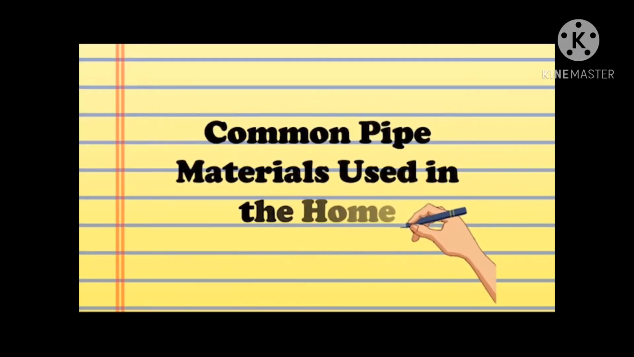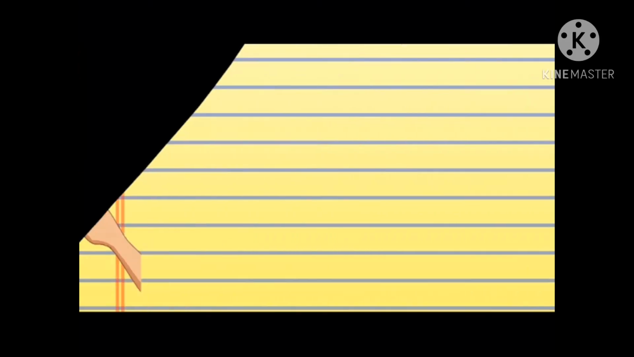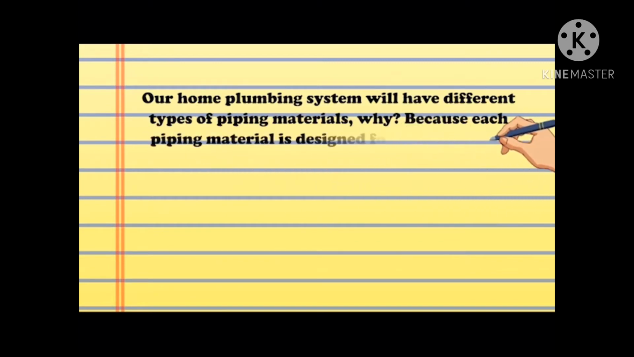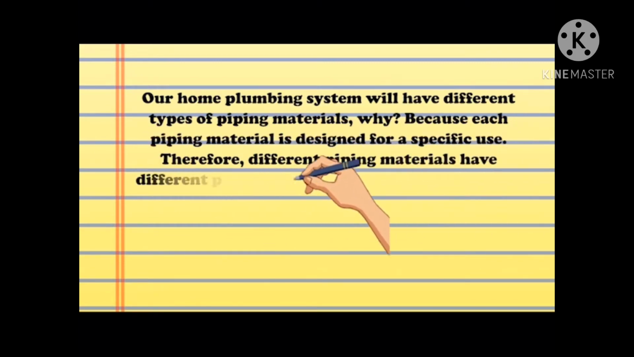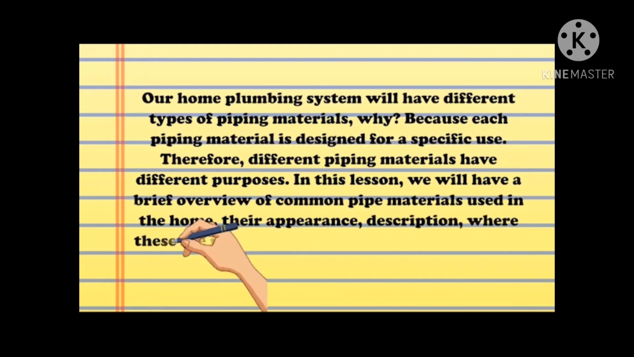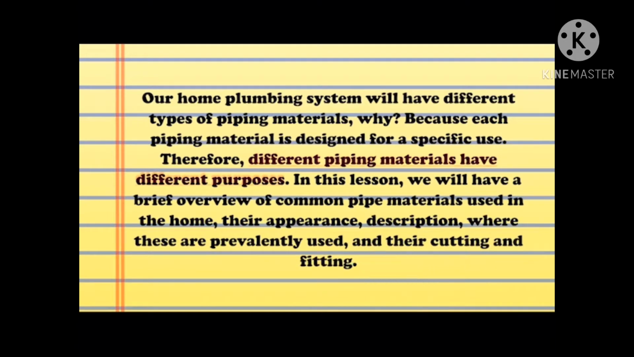Common pipe materials used in the home. Our home plumbing system will have different types of piping materials. Why? Because each piping material is designed for a specific use. Therefore, different piping materials have different purposes. In this lesson, we will have a brief overview of common pipe materials used in our home, their appearance, description, where they are prevalently used, and their cutting and fitting.